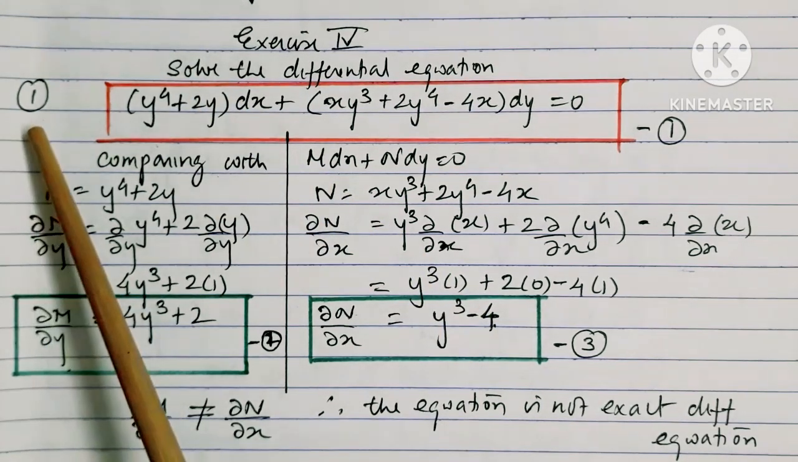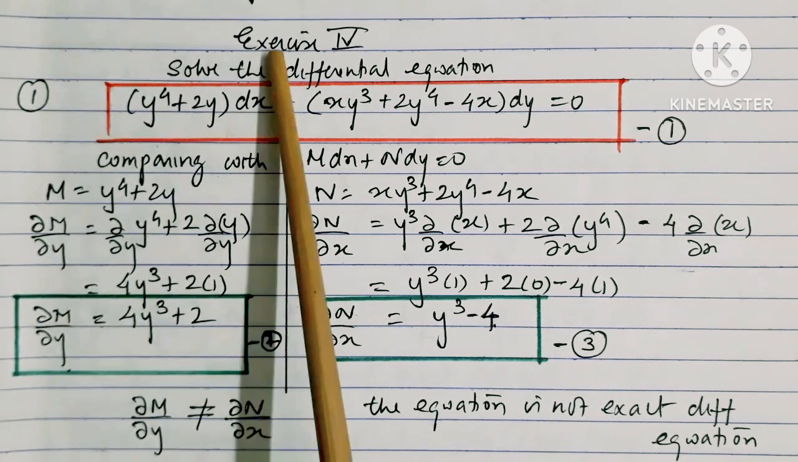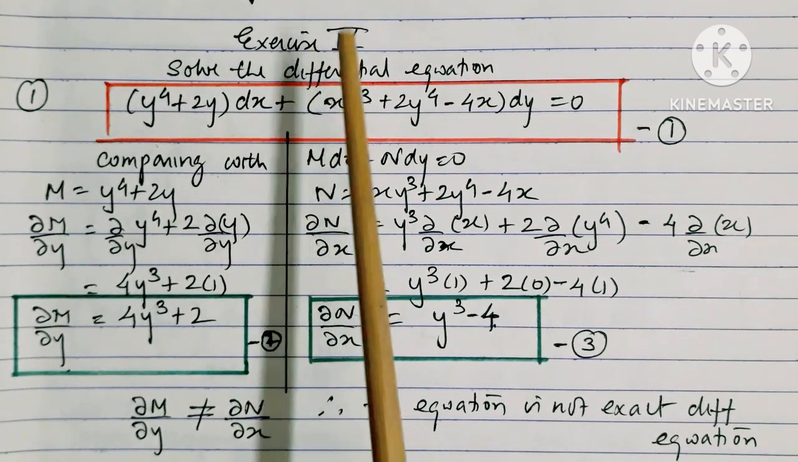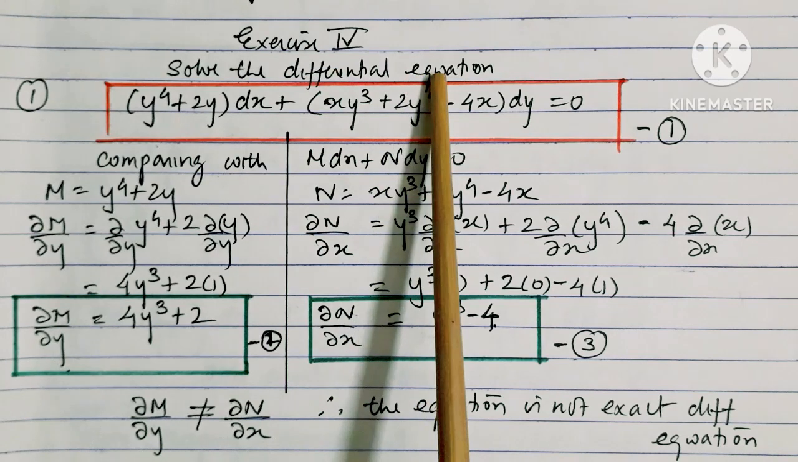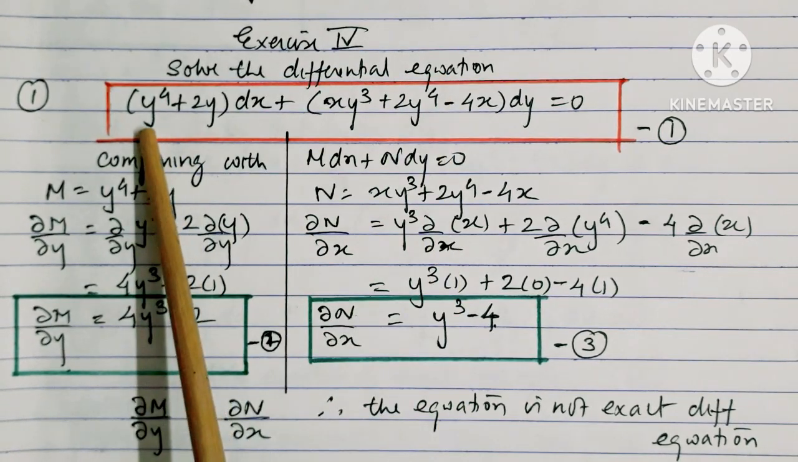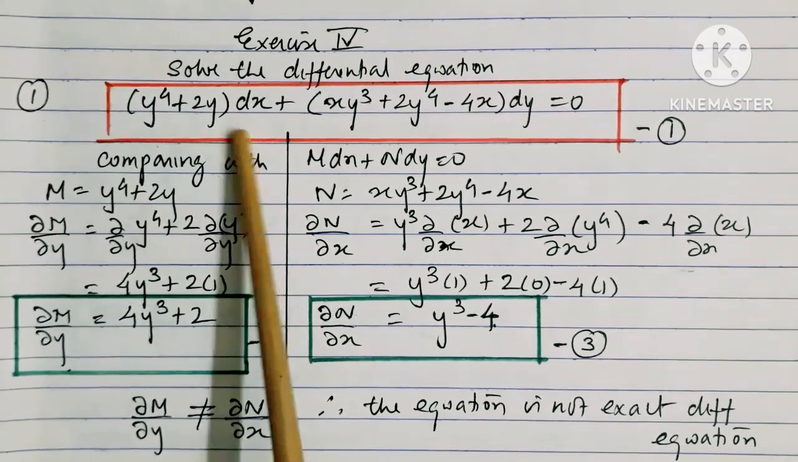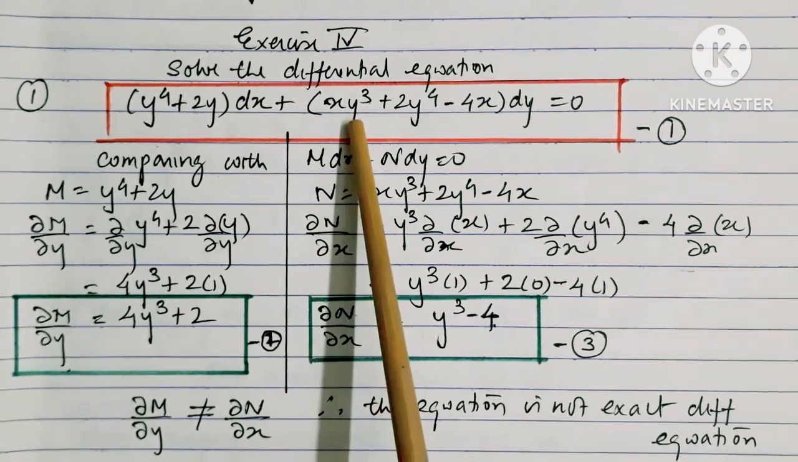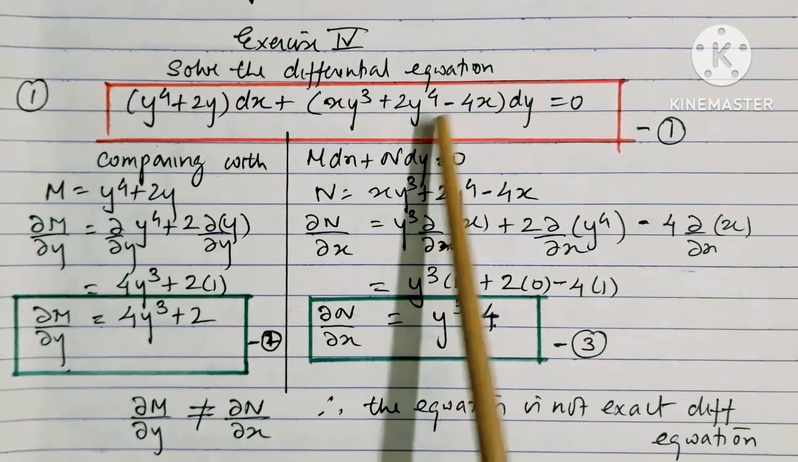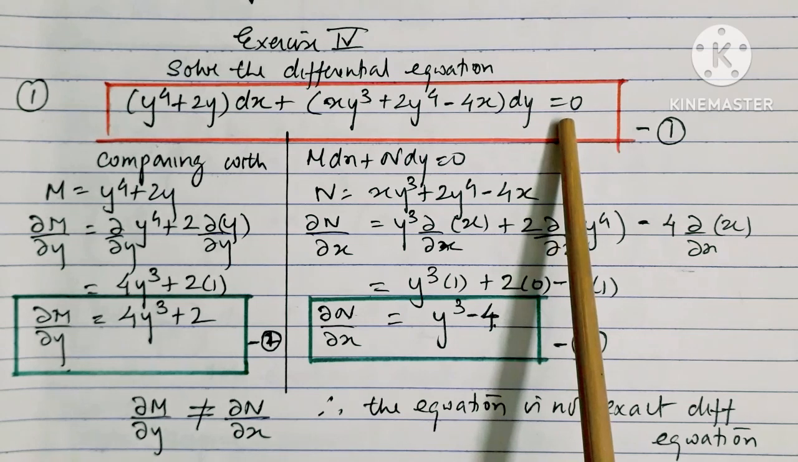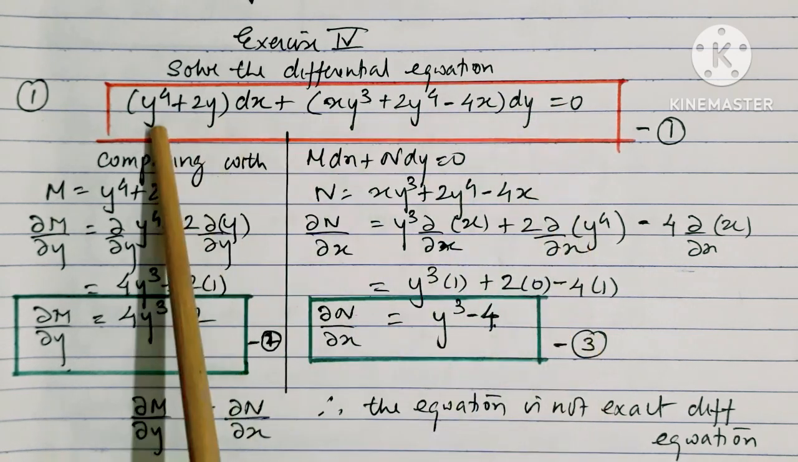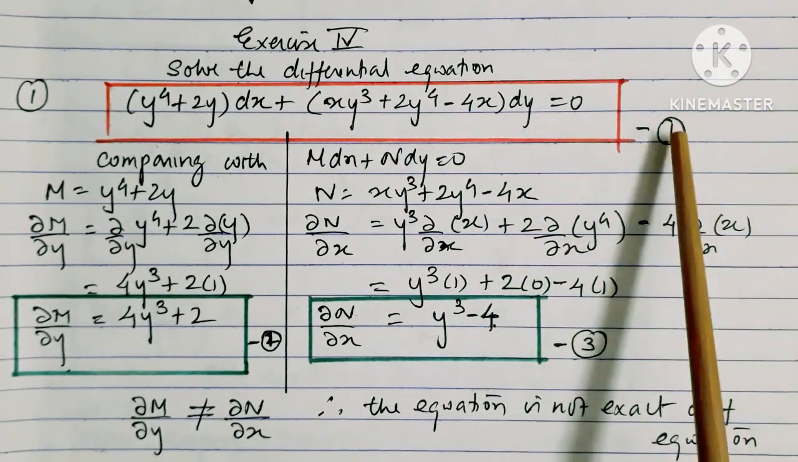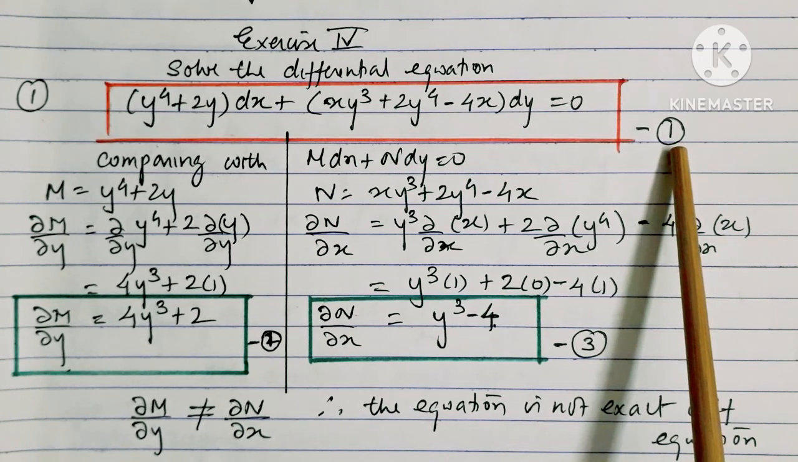In this video, we shall be solving sum number 1 from exercise 4. We'll be solving the given differential equation, which is (y^4 + 2y) dx + (xy^3 + 2y^4 - 4x) dy = 0. Now this is the given differential equation, so let us call this equation 1.